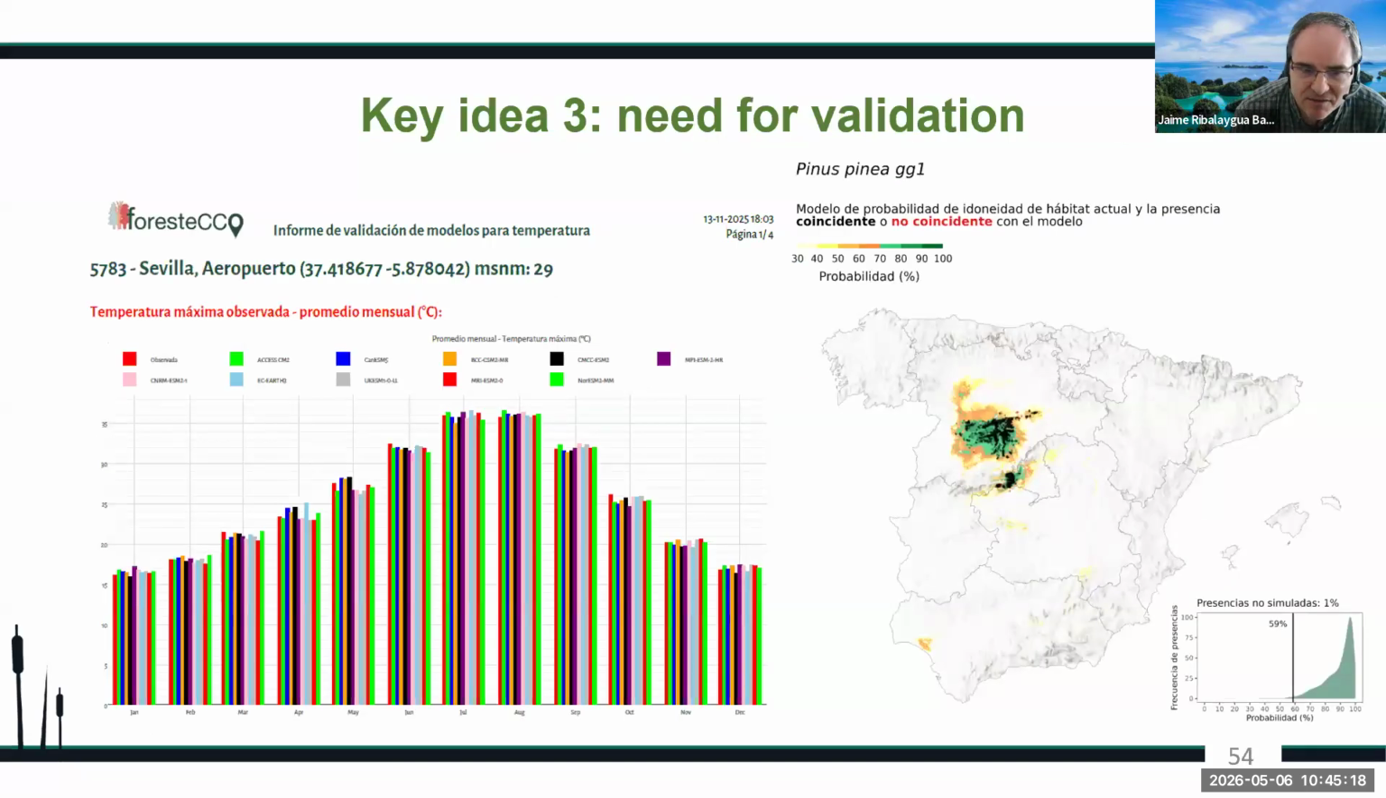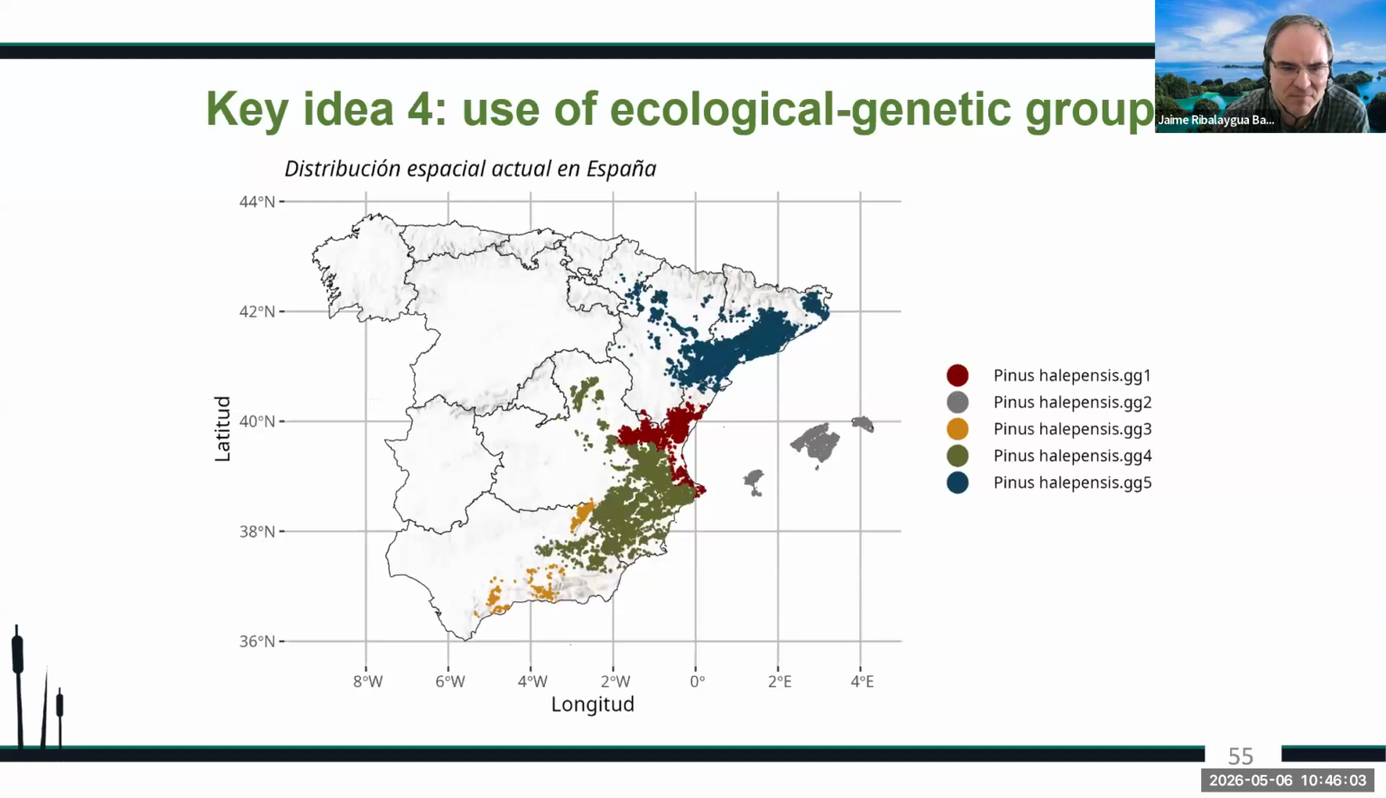Another key idea, the third one, is the need for validation. Before using the information of the future, you have to assess how it works at your point of interest. Not all the climate models perform the same in all the territories, so you have to assess, for example, in this case, how the climate models are performing at your point of interest. And of course, the species distribution models, we apply them to the current climate, and we see how they reproduce the real presences of that species. So it's very important, before looking to the future, to look at how this works in the past, okay?